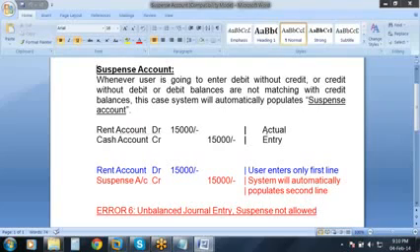It says that whenever you try to enter a debit without a credit, or a credit without a debit, and the balances are not matching, then it automatically goes to a suspense account. Let's say your rent account is 15,000 as debit, but your cash account entry was 15,000 as credit, which is matching. But if the user enters only the first line where rent account is 15,000, and there is no corresponding credit, the system automatically pushes that 15,000 to the suspense account in credit. So it is a mismatch, and it throws out a suspense account of 15,000 in credit.